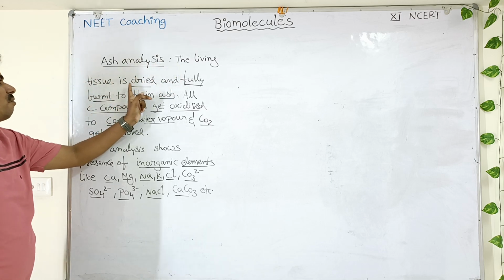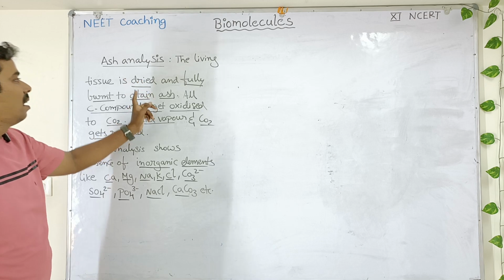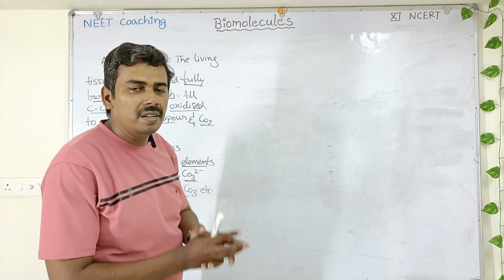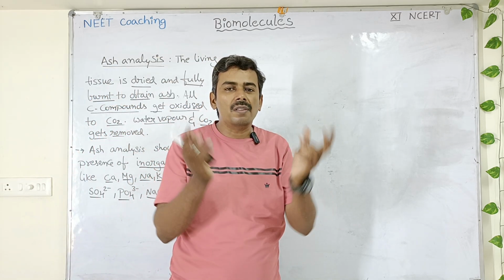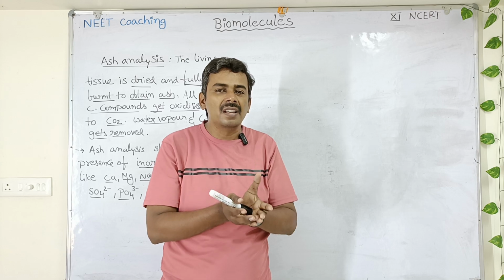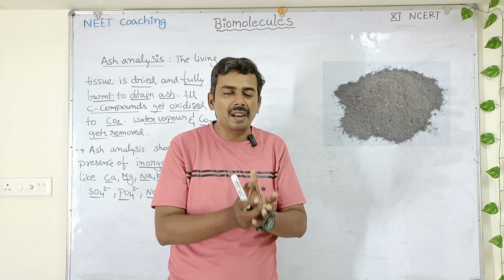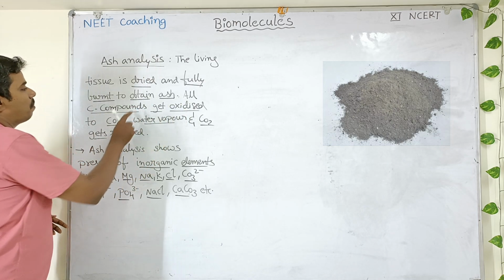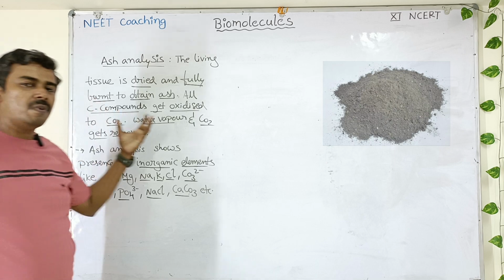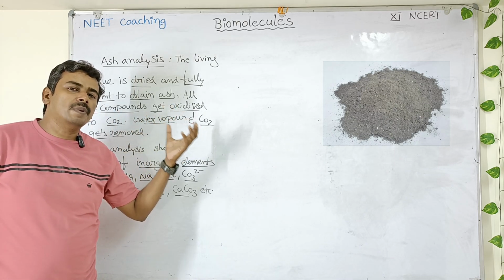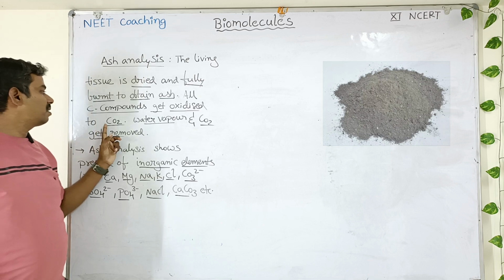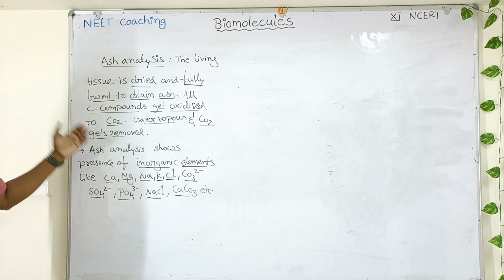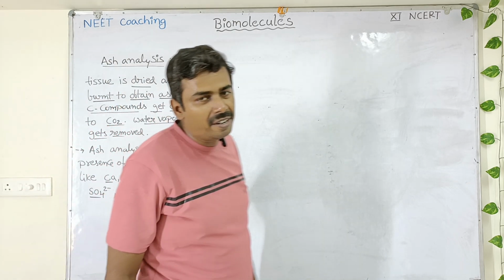The living tissue is first of all dried thoroughly to remove the water, and it is fully burned to obtain ash. The living tissue is burnt at high temperatures. Once the burning process is completed, what do we get? We get the ash. It is a white, grayish, powdery material. During the burning process, all the carbon compounds present in that tissue get oxidized and converted into carbon dioxide gas. Water vapor and carbon dioxide get completely removed from the living tissue.